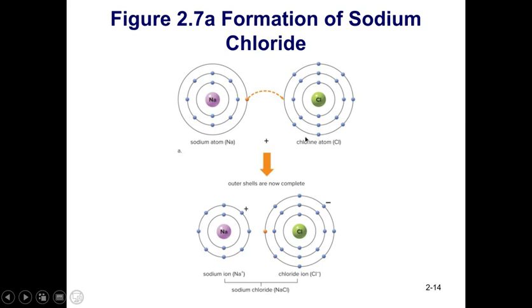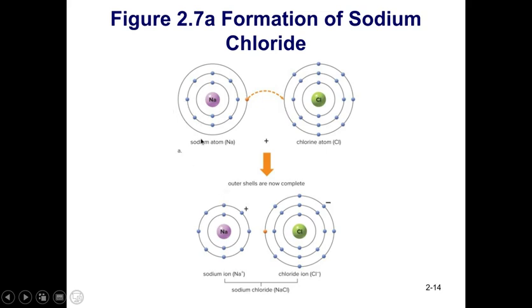Chlorine, on the other hand, has 2, 8, and then 7 electrons on its outer shell. Again, it wants to have 8 electrons to be able to follow that octet rule. So it's always going to be trying to gain that electron.